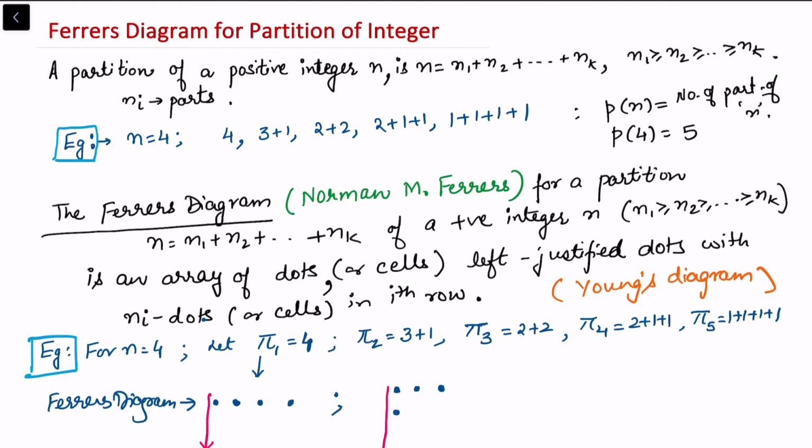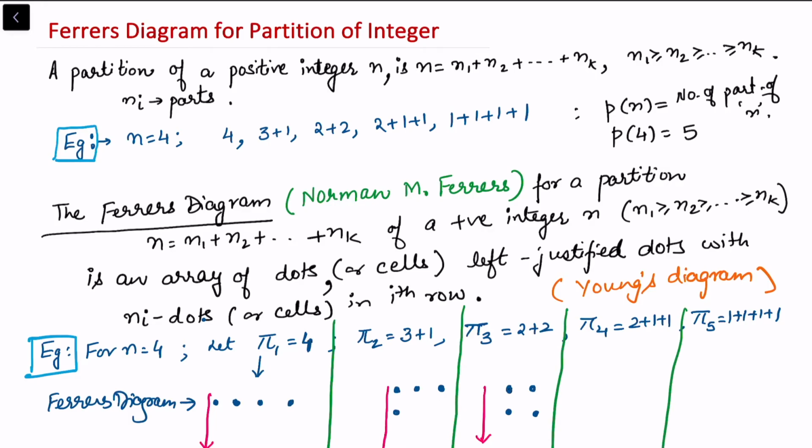Now similarly in the next case, pi3, if I want to write the Ferrers diagram corresponding to this one, this will be 2 plus 2. So here there will be 2 dots in the first row, and then again in the second row also there will be 2 dots. Now for the next case, let me just take a bifurcation so that there is no confusion about the dots.